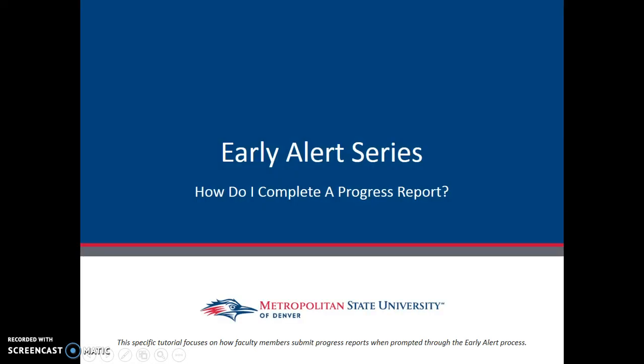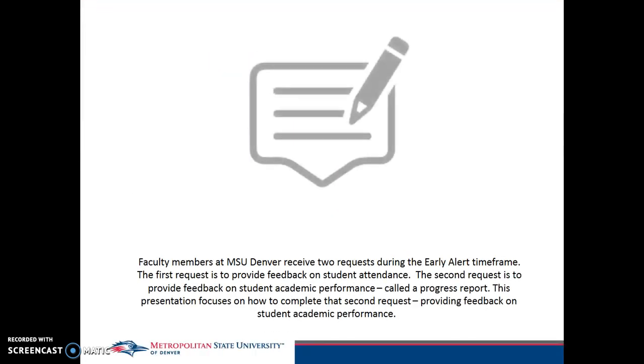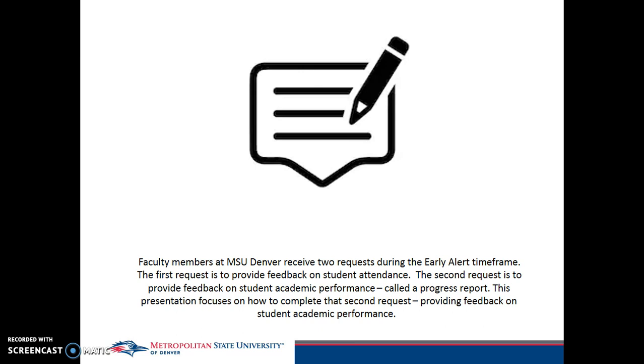This specific tutorial focuses on how faculty members submit progress reports when prompted through the Early Alert process. Faculty members at MSU Denver receive 2 requests during the Early Alert timeframe. The first request is to provide feedback on student attendance. The second request is to provide feedback on student academic performance, called a progress report. This presentation focuses on how to complete that second request, providing feedback on student academic performance.